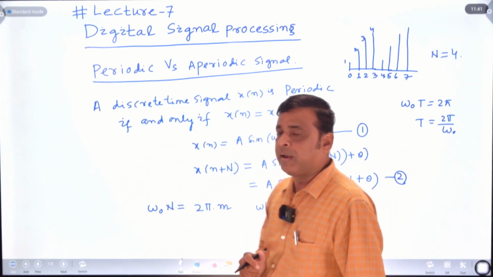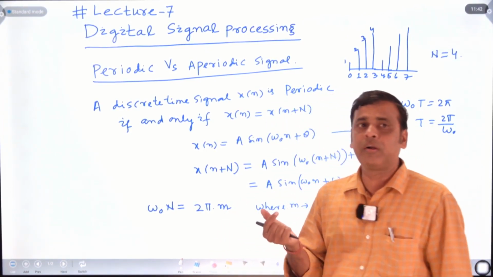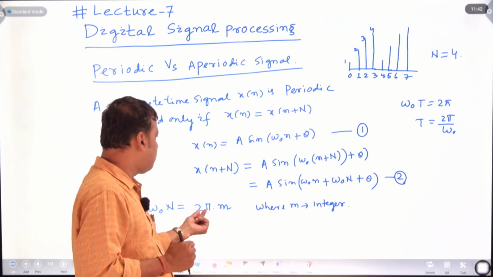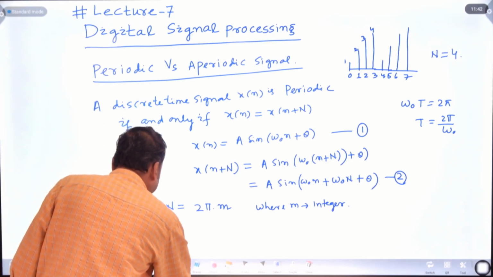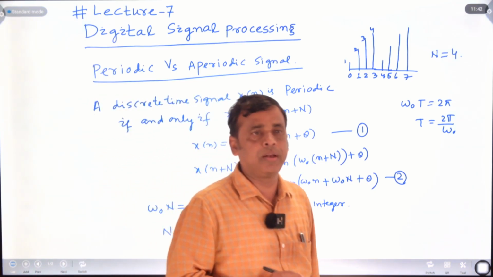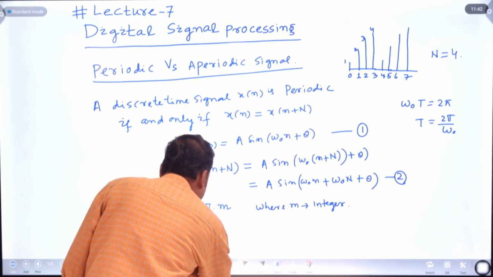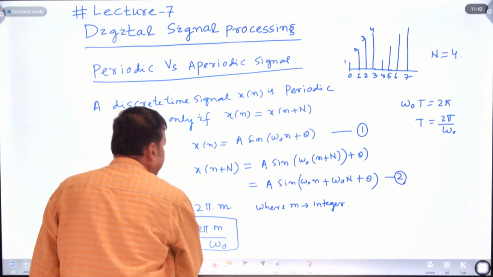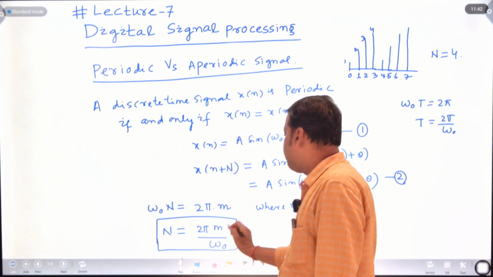In case of a discrete time signal, the value n is discrete, that is n equal to 0, 1, 2, 3, or minus 1, minus 2, minus 3. So n is an integer. That is why omega 0 N must be equal to an integer multiple of 2 pi into m. From this equation, we calculate the value of N, where N is the fundamental period of the discrete time signal. So N equal to 2 pi into m by omega 0. It is very, very important. This condition is to find the fundamental period of a discrete time signal.